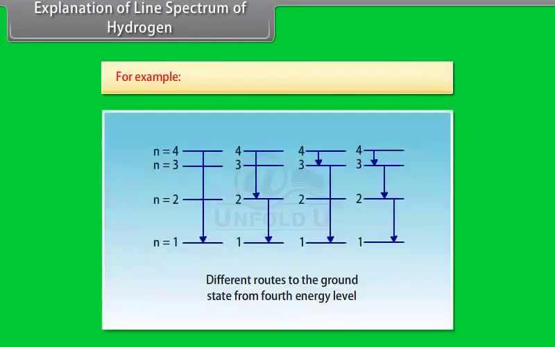For example, let us consider the electron present in the fourth energy level, n is equal to 4, of different hydrogen atoms. In some atoms, it may come to the ground state, n is equal to 1, by a direct jump, while in some others, it may first jump to the second energy level, n is equal to 2, and then to the first energy level, n is equal to 1, while in still others, it may come to the ground state via the third, n is equal to 3, and second energy levels, n is equal to 2.